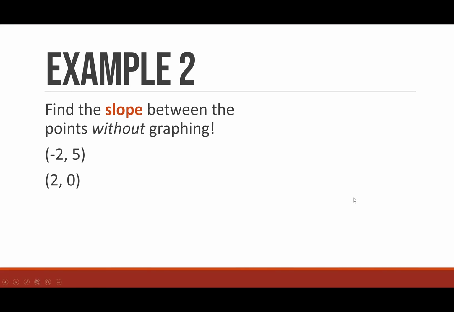Here is example number 2. So find the slope between the points without graphing. Same thing. I'm going to subtract the y value, so 0 minus 5. And on the bottom, it's 2 minus -2. Please don't forget that negative sign there, okay? Don't get confused. It's 2 minus, and that number, -2. Whenever you have 2 of these negatives, it's going to be an addition problem. So we know it's -5, and 2 plus 2, that's going to give me 4.